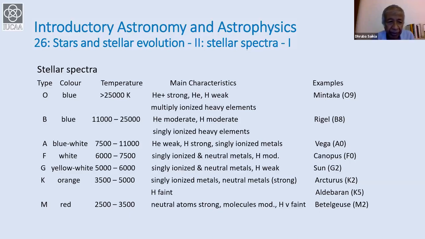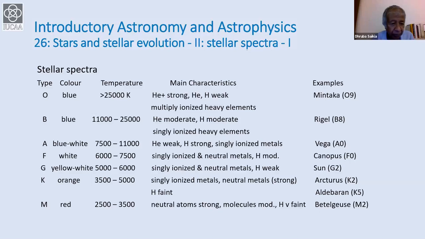And the levels which you excite essentially depend on the photon energies. Photon energies depend on the surface temperature of the star. B-type stars are lower in temperature, still bluish in color, 11,000 to 20,000. Helium, less moderate. Hydrogen, also moderate. Singly ionized heavy elements. Rigel is an example.